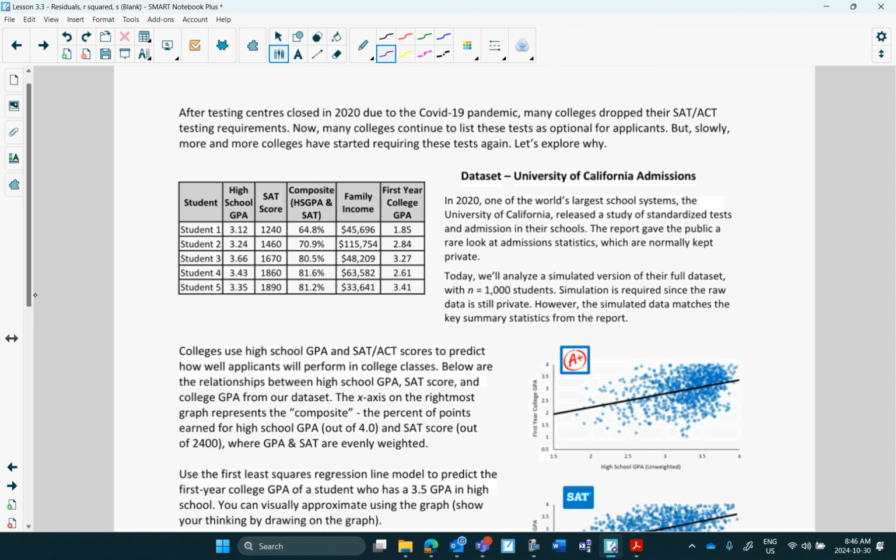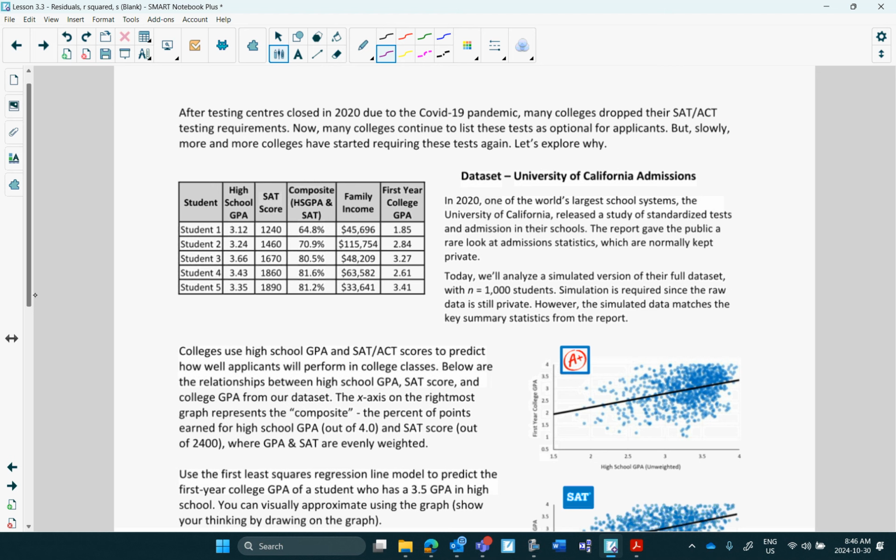All right. So after 2020, many colleges dropped the SAT, ACT testing requirements. Now, many colleges are sort of bringing them back, so they're being used more and more. And we've got some data from the University of California, which uses SAT scores, and also uses high school average or high school grade point average. That's what GPA stands for. And the reason that they want these values is they think that they can use these to predict how well a student will do at the university.